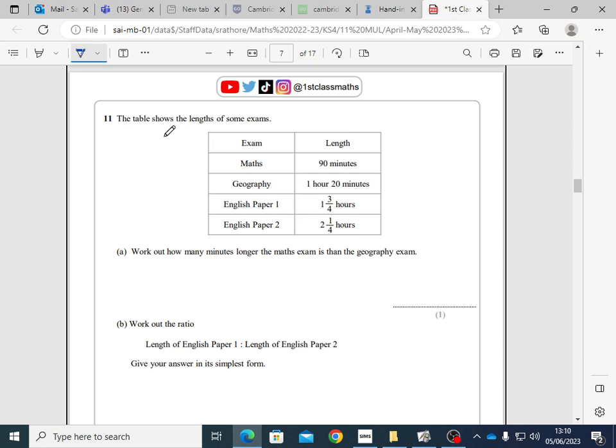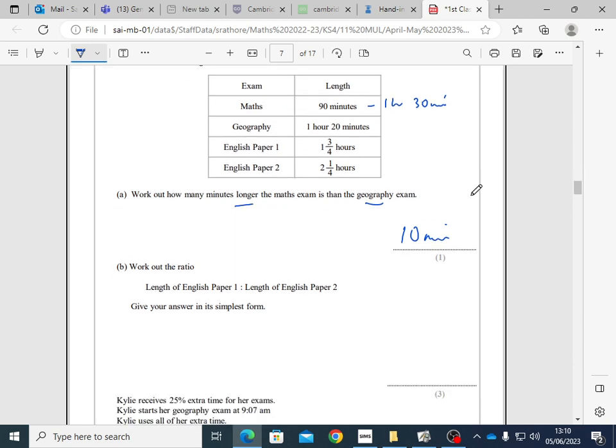Right, so, okay, yeah, the table shows the lengths of these exams. So you've got different exams, different length of time. Work out how many minutes longer the maths exam is than the geography. So geography is 1 hour 20 minutes. Now 90 minutes is 1 hour and 30 minutes. We all good with that, yeah? So that's going to be 10 minutes longer. We're good? Yep, maths is 10 minutes longer.